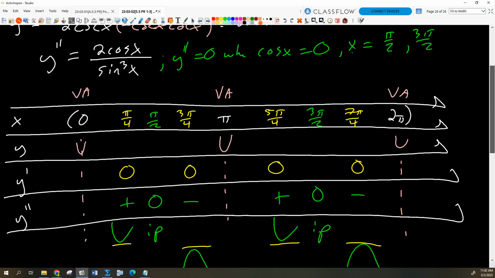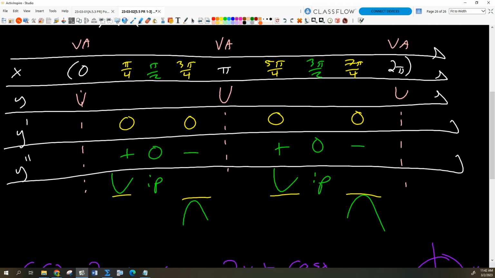Okay. And that's everything we would need to graph this thing pretty easily, right? If we wanted to graph that, let's just do that real quick to sketch this thing.